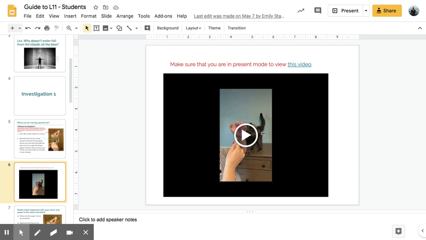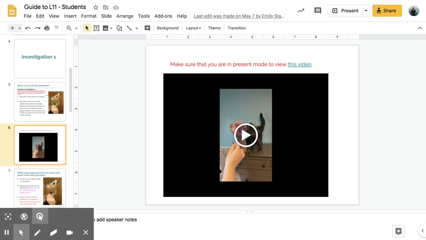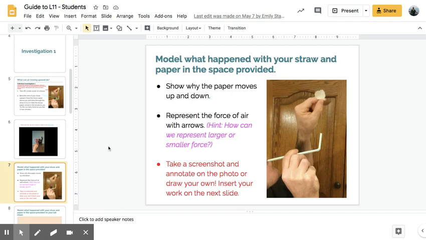You can watch the video here to see what happens if you don't have the supplies to try it yourself. Make sure you're in present mode to watch the video. You can also follow this link to see it on YouTube. And then you're going to create your own model. You're going to show what happens to the paper.